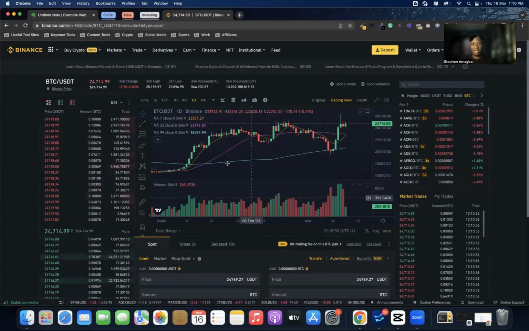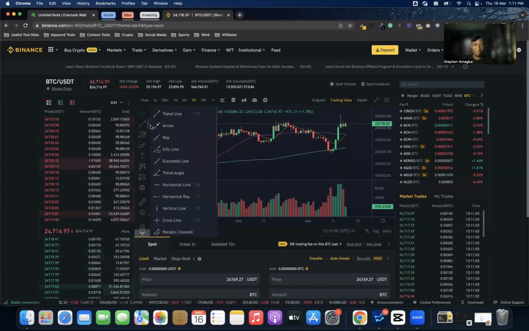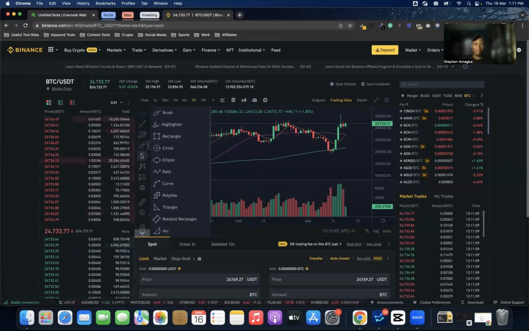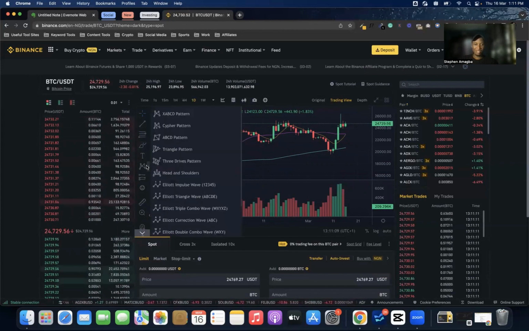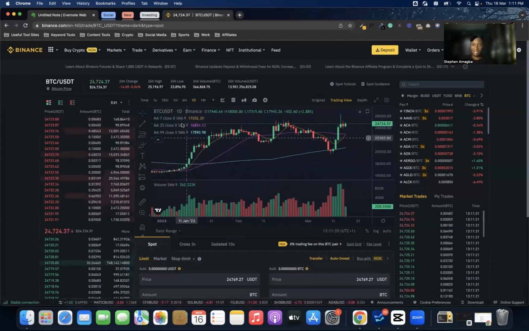Okay, so this is your chart. On the right, on this side is where you have some common tools. You have the line tools, you have your Fibonacci tools, you have your shape tools, you have the text tool, you have the, what's it called again, the pattern tool, you have your position tool, smiley tool, rulers, and everything. So basically everything you need to do technical analysis.